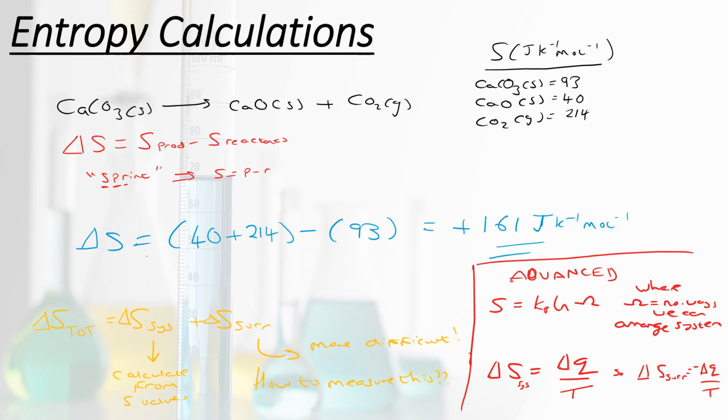The final thing just to bring up, and this is a bit advanced for A-level, but just to help you understand it, is a couple of formulae for entropy. If we're thinking about entropy from a probability, statistics point of view, we have this equation: the entropy, S, is equal to Kb, the Boltzmann constant, which is just a constant, multiplied by the log of this symbol called omega.